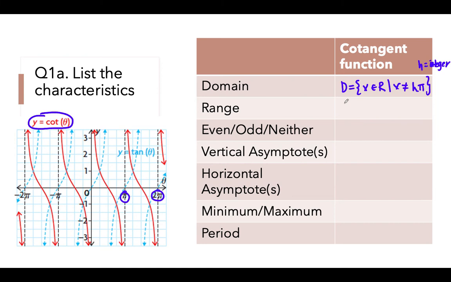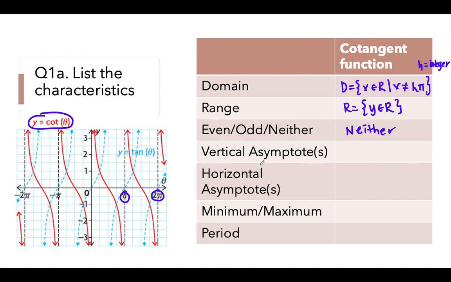Range, there is no restriction for range. It's going up and down fully. So range y can be any real number, no restriction. Is it even, odd, or neither? As you can see, it's definitely not symmetrical through the y-axis. And if I were to do the double flip through the x and y-axis, it's still not the same. So therefore, it's neither.